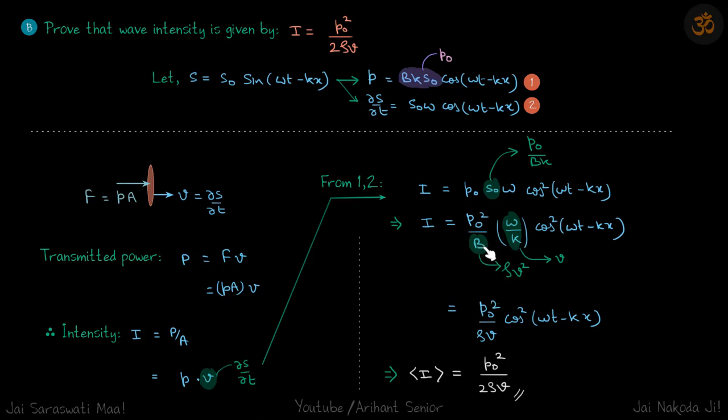So we put that rho v square here and we get I to be P naught square by rho v cos square(omega t minus kx). Now average intensity, we know that for one time period cos square average is half. So average intensity is P naught square by 2 rho v. Alright.